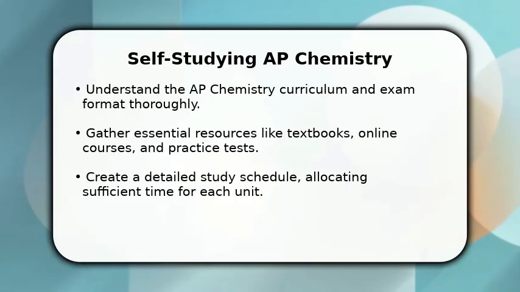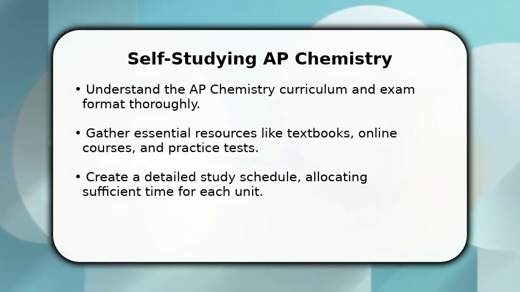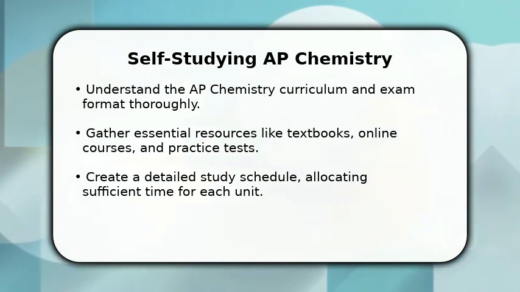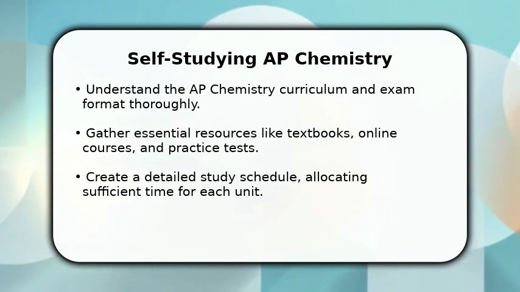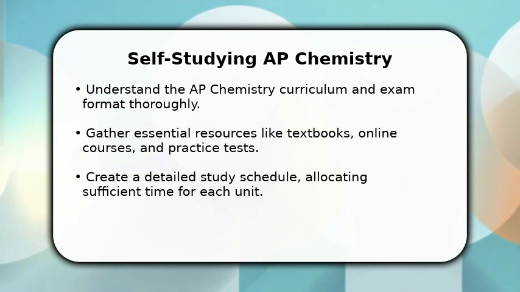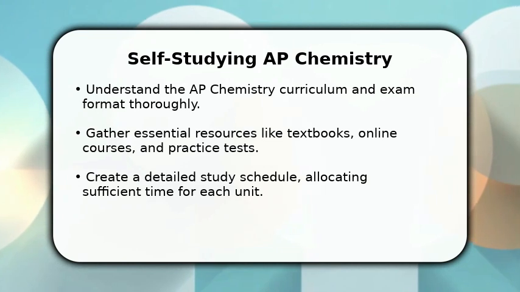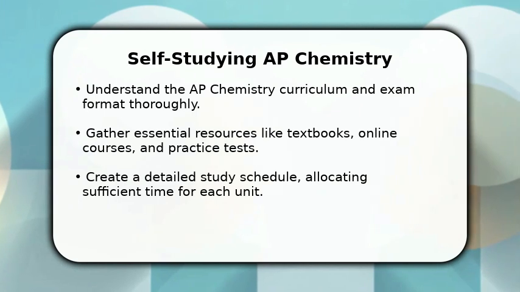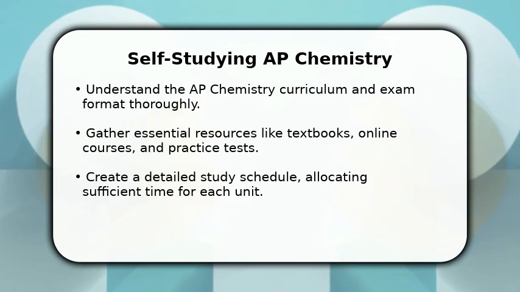Enjoy the video. Start with a strong foundation. In this video, I will explain how to self-study AP Chemistry. Begin by thoroughly understanding the AP Chemistry curriculum and the exam format. This includes knowing the 9 units of study and the 2 main sections of the exam, multiple choice and free response. Gather all necessary resources, such as a college-level chemistry textbook, online learning platforms, and official College Board practice materials. Finally, create a realistic study schedule, dedicating at least 5 to 7 hours per week to cover all topics effectively.